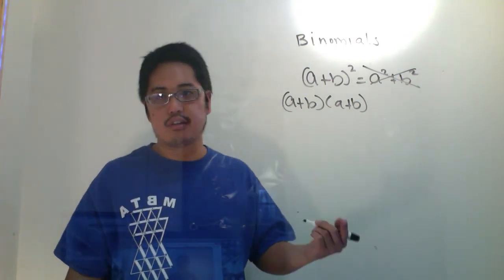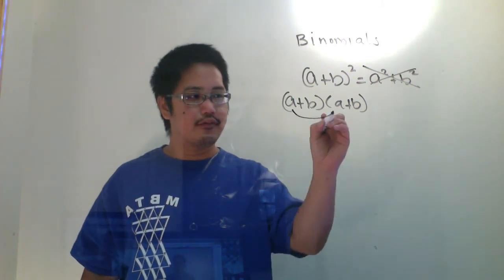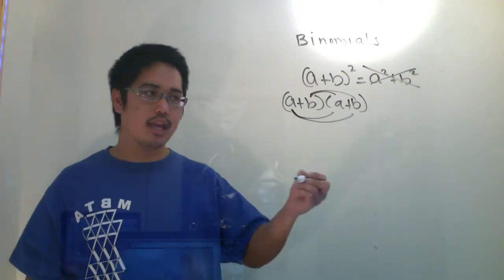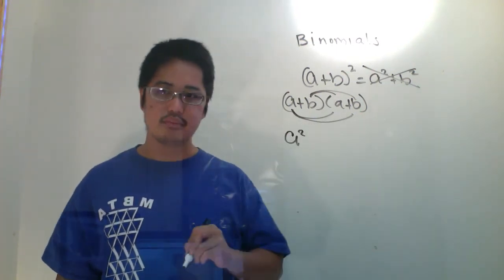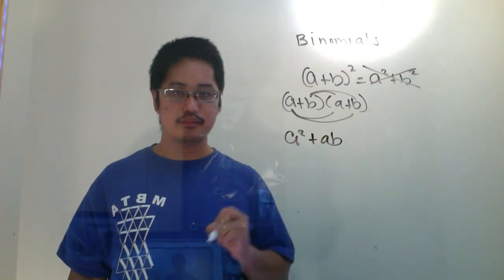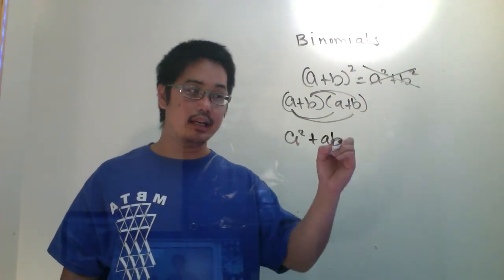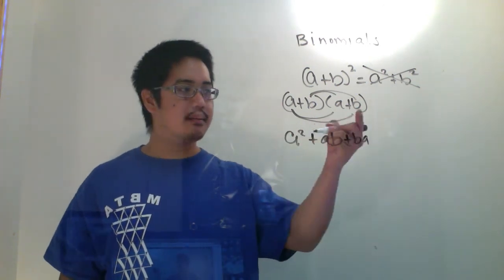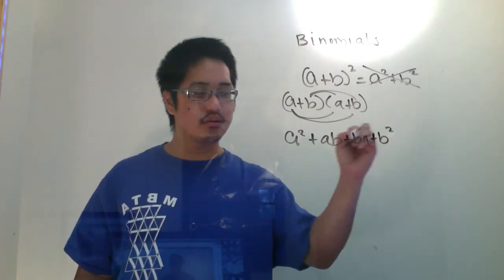To do this problem, what you need to do is FOIL it. You do the first, outer, inner, last game. So you got the first, you got the outers, inners, and the last. A times A is A squared. A times B is AB. B times A is B times A. And B times B is B squared.